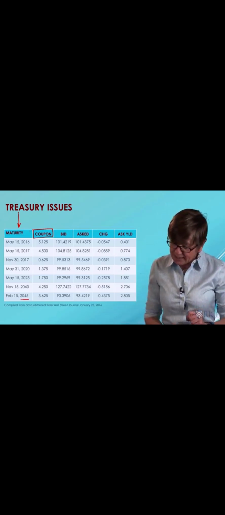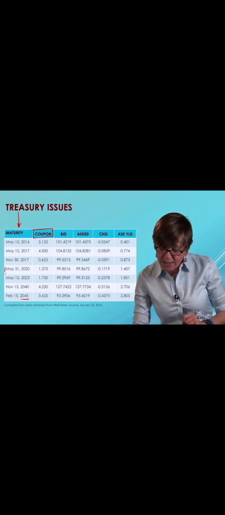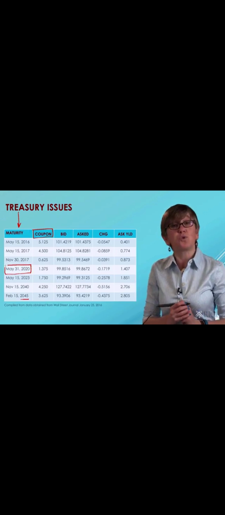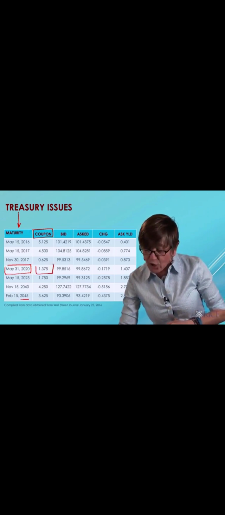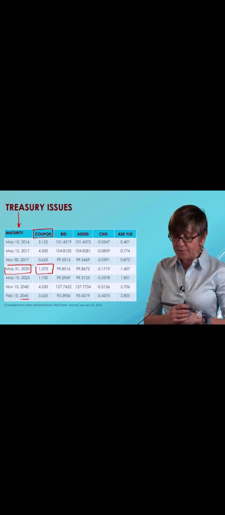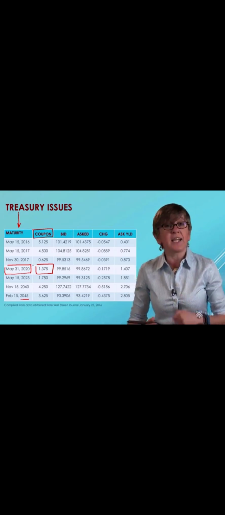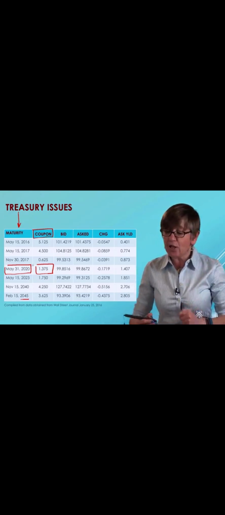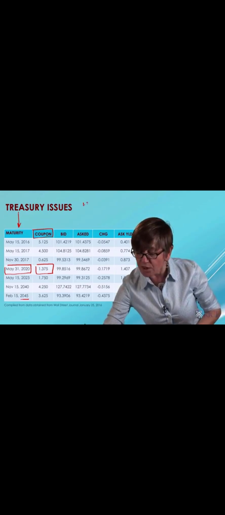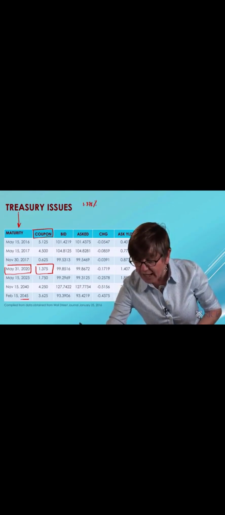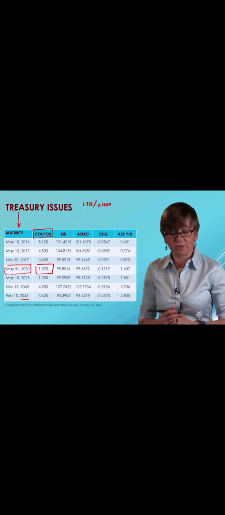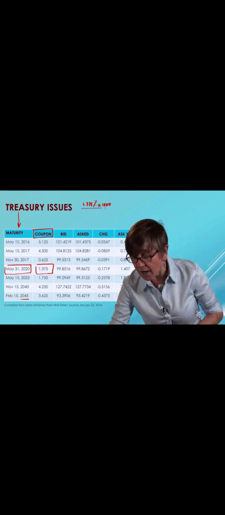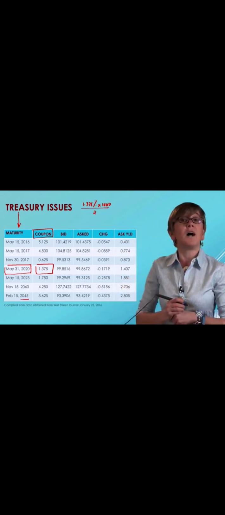So let me pick an example. Let me pick this May 2020 Treasury bond with a coupon rate of 1.375%. That tells us that each semi-annual coupon will be 1.375% of par value, which is 1,000, divided by 2, because it's semi-annual.